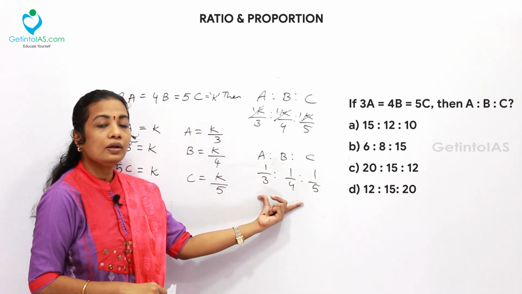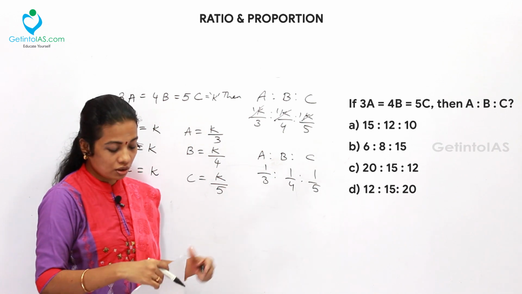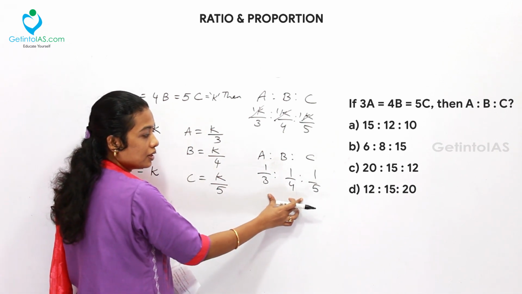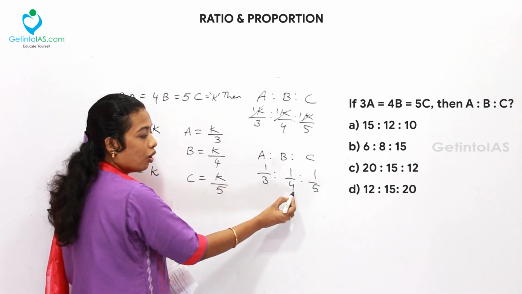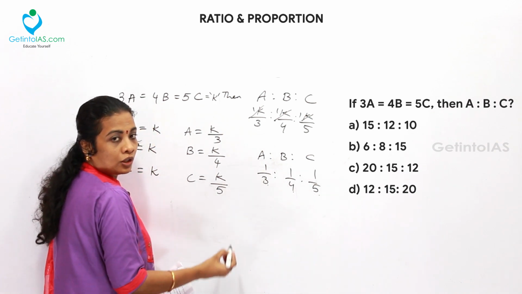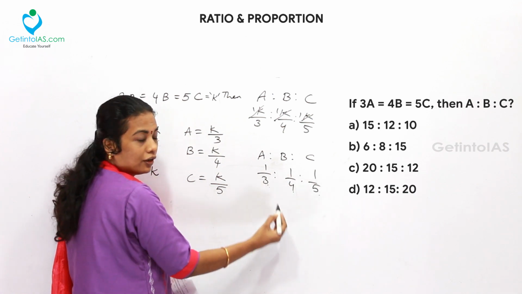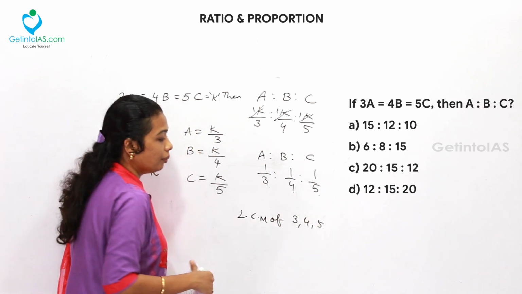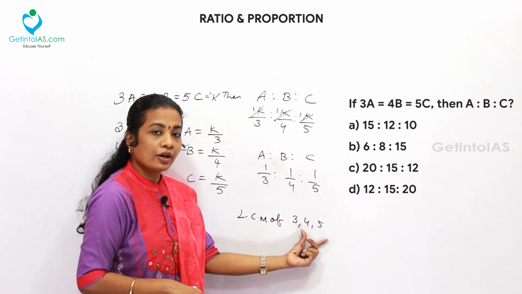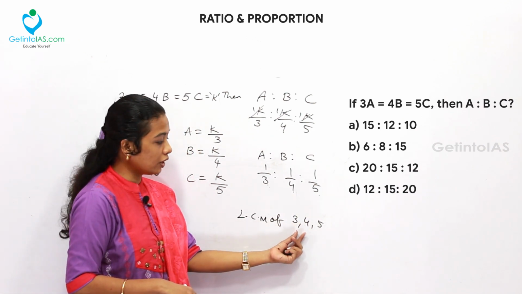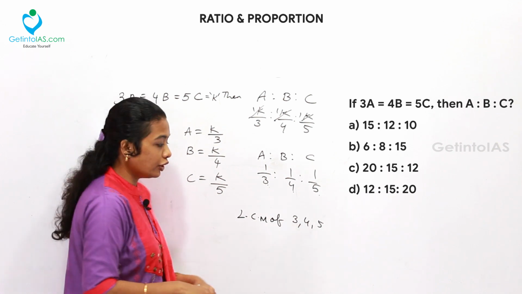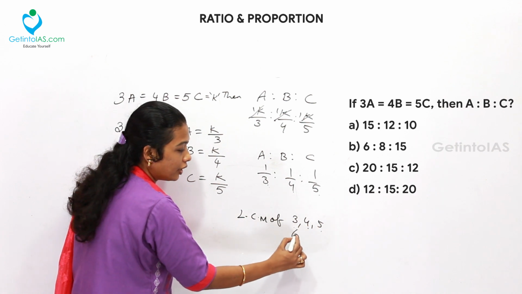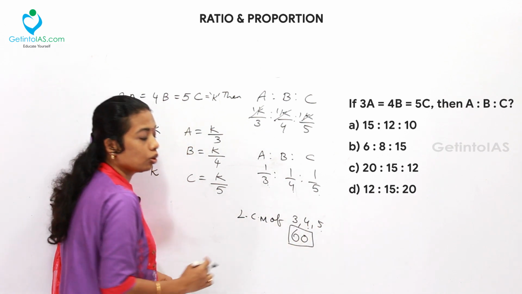Now how to find the values in terms of whole numbers, because all your options are given in terms of whole numbers. So first, to convert this, you want to get rid of all these denominators. So take the LCM of all the values. What is the LCM of 3, 4, 5? 3, 4 and 5 are co-prime with each other. You can simply multiply and get the value. 3 into 4, 12. 12 into 5, 60. So the LCM is 60 over here.